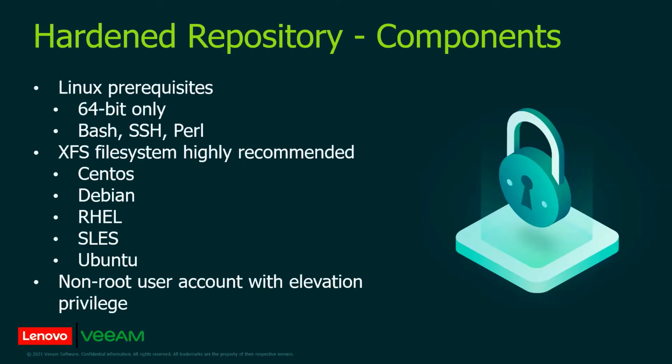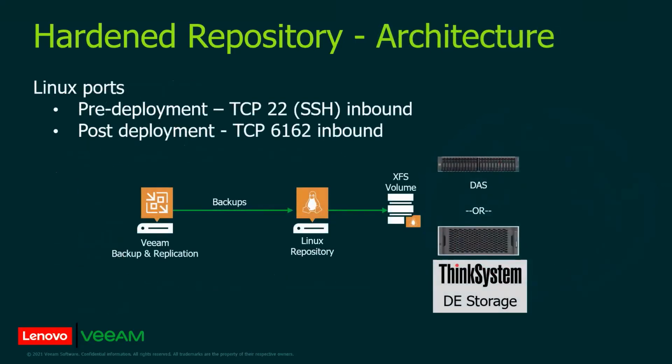We'll go into that in more detail in just a moment. And we do need Perl and some additional Perl modules that are defined in Help Center on the Veeam website. We do, again, highly recommend the XFS file system. And for those 5 distributions that are listed there, the other distributions with XFS are considered experimental, so not explicitly supported, but probably work properly. And then we also require a non-root user account that does have elevation privilege, again, at least for the initial deployment. So from an overall architecture perspective, it's a pretty simple proposition, right?